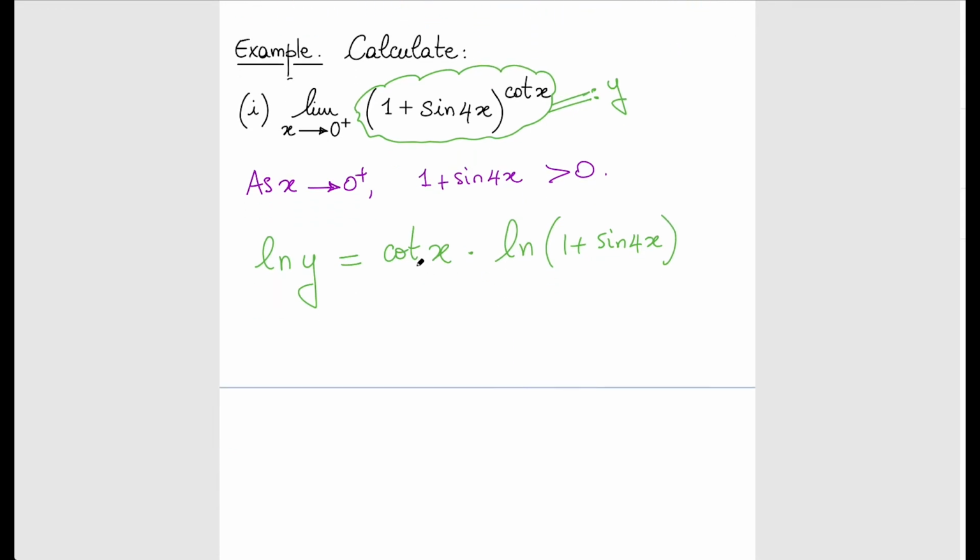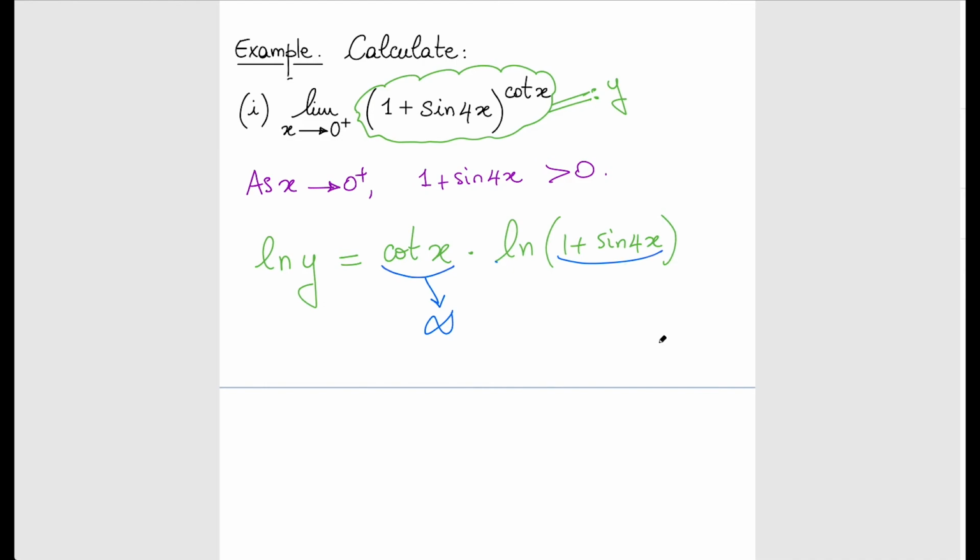Well, where does cotangent of x go as x goes to 0? This guy goes to infinity, as we said. How about this guy here? This goes to 1, and then this whole thing is going to go to ln of 1, which means it's going to go to 0, right? So we're going to obtain the indeterminate form of type infinity times 0.